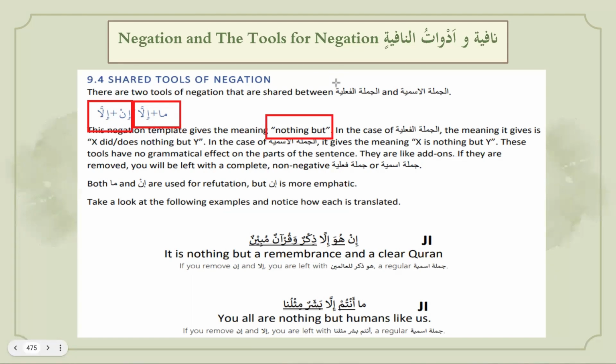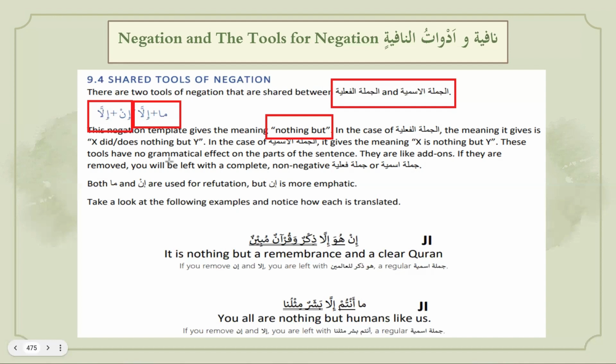So these combinations negate both jumla ismiya and jumla fi'liya, and they give the meaning of nothing but. In jumla fi'liya, the meaning it gives is someone does nothing but y. Okay, so someone does nothing but y, and in case of jumla ismiya, it gives the meaning someone is nothing but y. X is nothing but y.